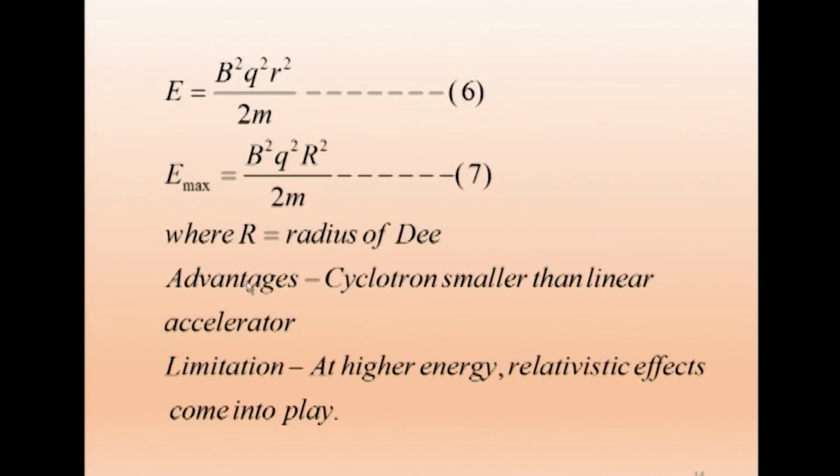Limitation: at higher energies, relativistic effects come into play. Suppose I make the radius bigger, then I get larger energy. But there is one problem coming in, that is the relativistic effect. From Einstein's derivations, we know that there is mass variation. There is also a length variation. When a particle is moving with a velocity closer to the velocity of light, there is length variation, there is mass variation, and there is time also changing. That's the theory of relativity.